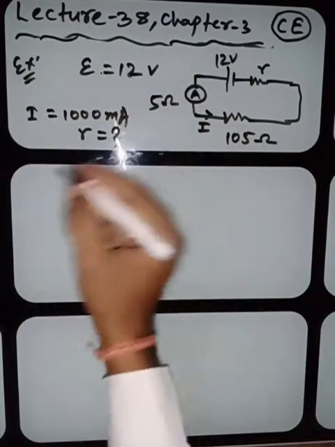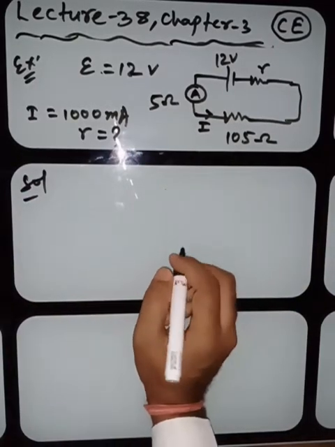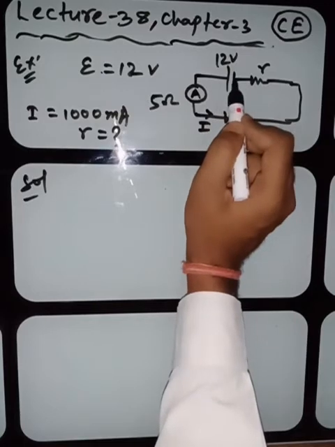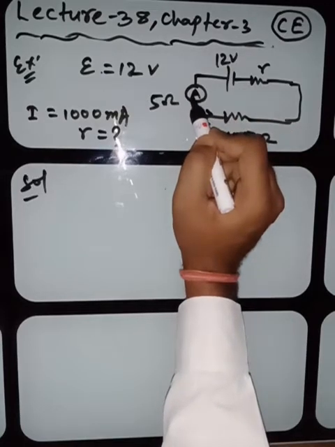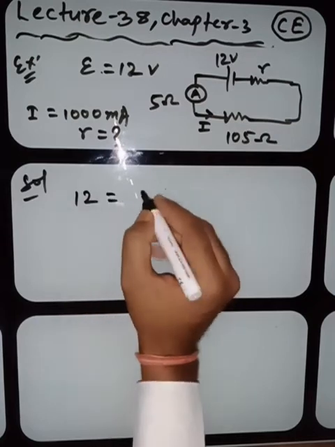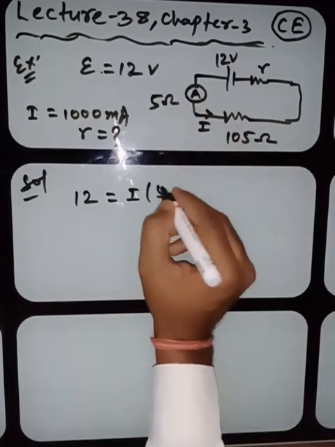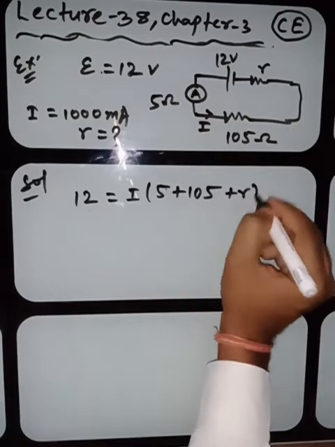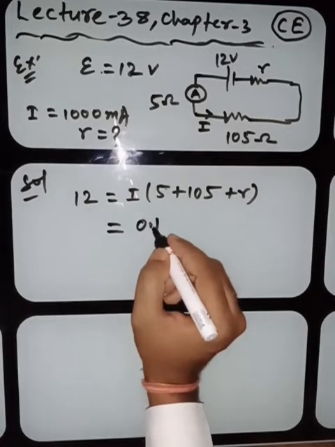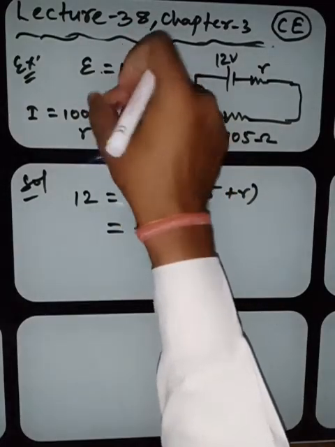Stop the video and try to solve this question. Now let me solve this question. I know this is not a very tough question. You can write, my dear students, the voltage will drop across the ammeter, the load resistance and the internal resistance. So this 12 volt will be equal to, that is E is equal to IR, I and R, this is 5 plus 105 plus r, and I is given. How much? It is 0.1, that is 1000 milliampere. Sorry, it is 100 milliampere.